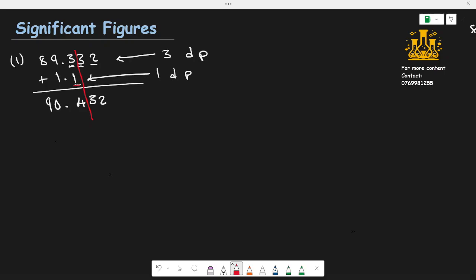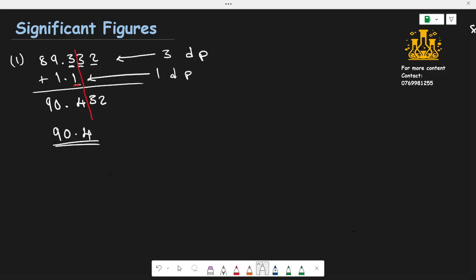decimal place. So now once you know that, the next thing that you determine is whether this 4 will increase or it will remain like this. In our case, it will just remain like this because 3 does not have the power to increase 4 to a 5. So your final answer is just going to be 90.4.